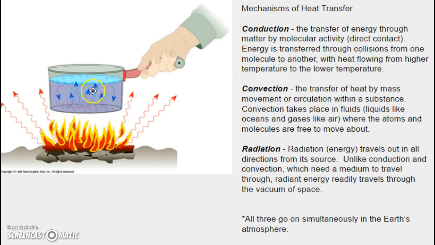Whereas convection, where we often think of convection currents, is the transfer of heat by mass movement or circulation within a substance. Convection takes place in fluids, liquids in the oceans, and gases like air. Remember, gases behave like fluids, where atoms and molecules are free to move about. And lastly, there's radiation. Radiation is energy that travels out in all directions from its source. Unlike conduction and convection, which need a medium to travel through, radiant energy readily travels through the vacuum of space. And all three of these take place in the Earth's atmosphere simultaneously.